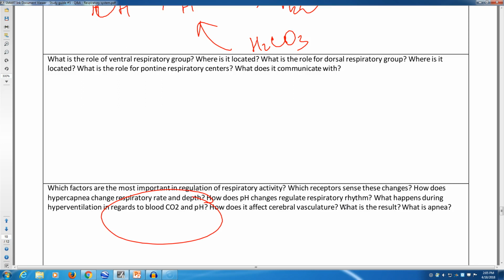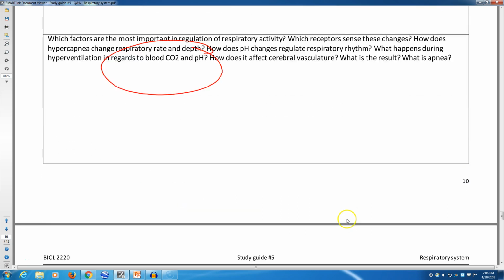Okay. What is the response of cerebral vessels to high pH, low CO2? What do they do? They constrict, yes. They constrict, so blood flow to the brain ceases, fainting. Make sense? That's it. Apnea: a sudden drop in CO2 concentration causes the stoppage of breathing, basically.